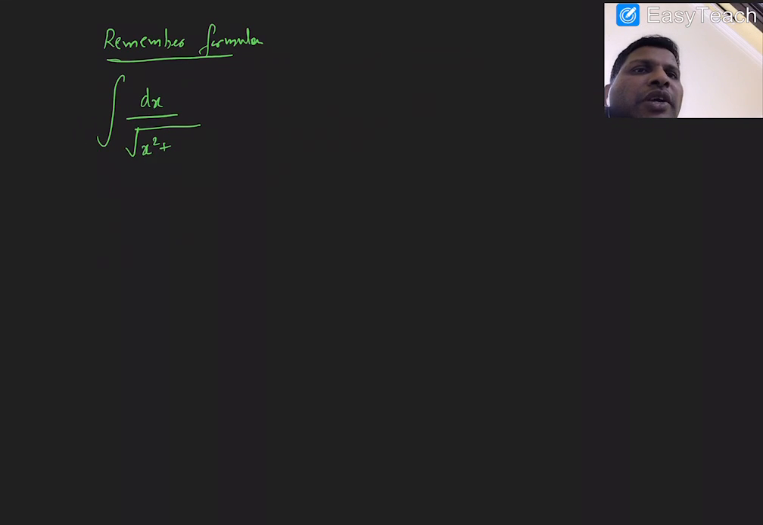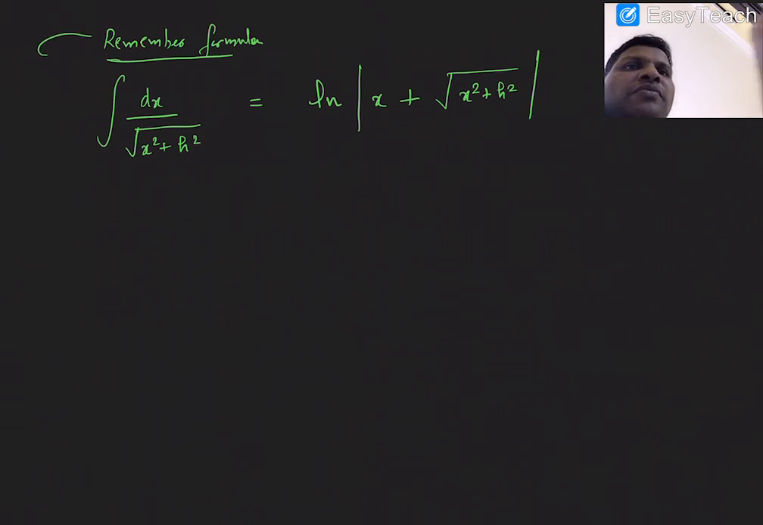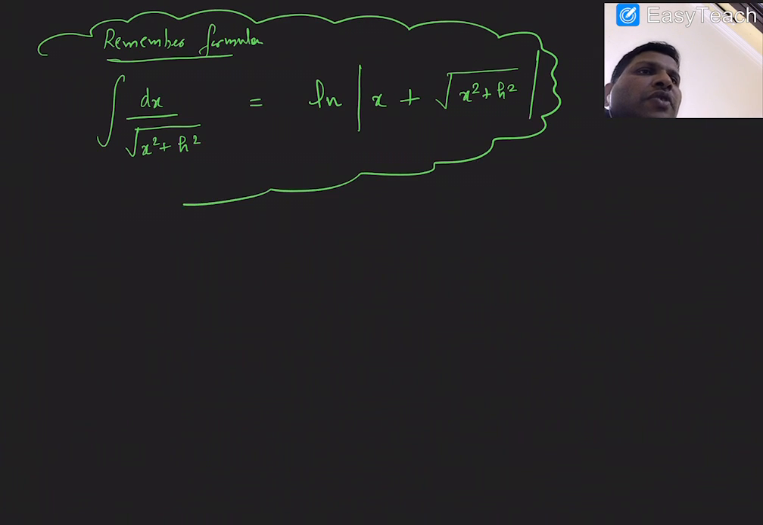So remember this formula. I am not going to prove it. Integral dx divided by root of x square plus h square is given as ln, natural logarithm, the modulus of x plus root of x square plus h square. So this is the integral. This formula is a general formula, so we will apply this result.